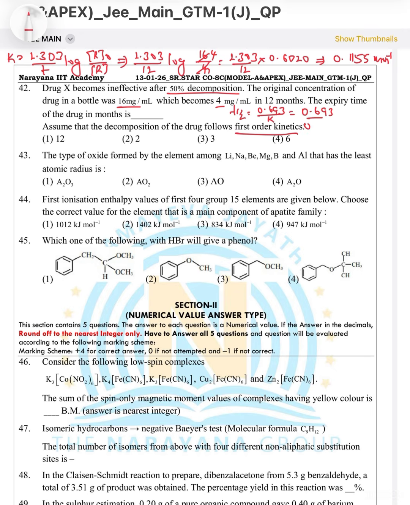0.693 by K value is 0.1155. 0.1155 is equal to how much? 6. So 6 is the answer. Fourth one is correct.